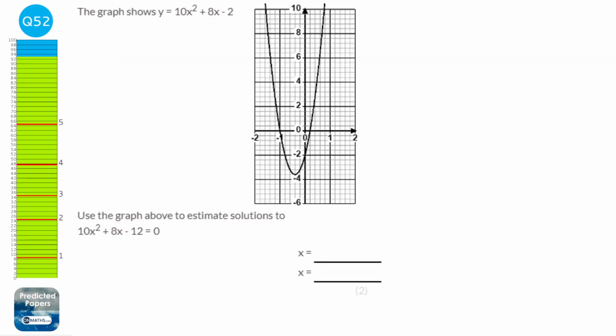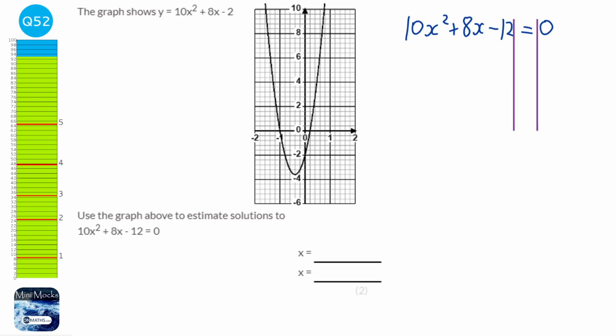What I'm going to start off by doing is rearranging this equation so that it matches this one. So I'm just going to write it down. And we want the n to be minus 2. So I'm going to put my rearranging lines in, and we're just going to add 10 to both sides.